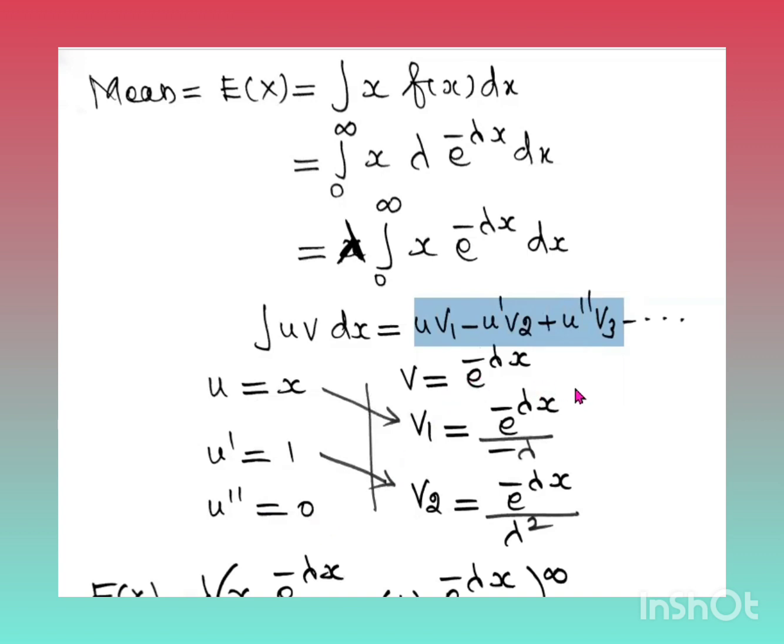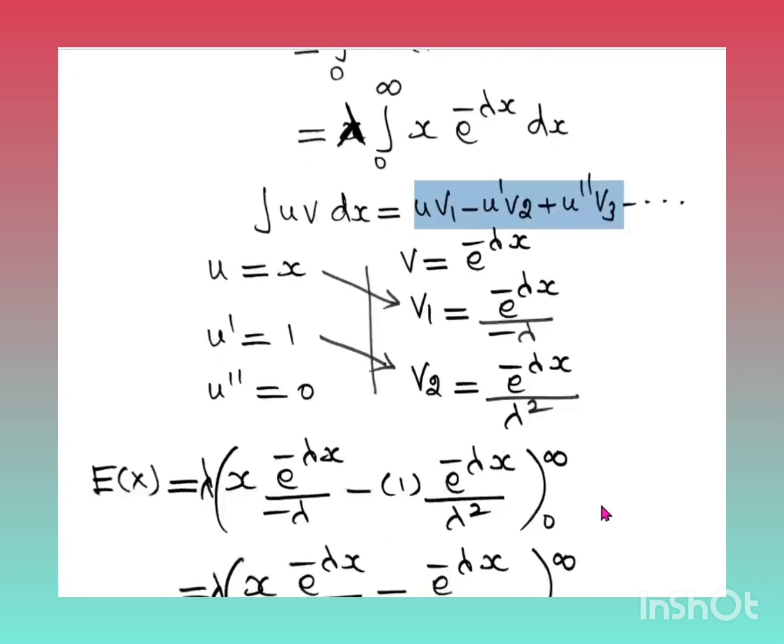V is equal to e power minus lambda x. V1 is equal to e power minus lambda x divided by minus lambda. You have to integrate it. Integration means the coefficient of x you have to write in the denominator. So e power minus lambda x divided by the coefficient of x, which is minus lambda. That's why v1 is e power minus lambda x divided by minus lambda. Again you have to integrate, that is called v2. So e power minus lambda x divided by, already there is minus lambda, again one more minus lambda will come. Minus lambda into minus lambda becomes lambda square. So v2 is equal to e power minus lambda x divided by lambda square.